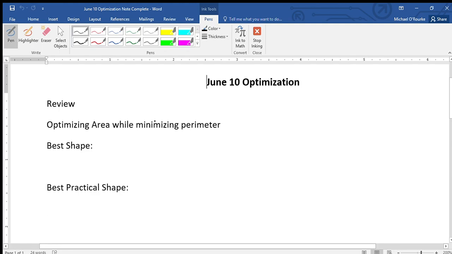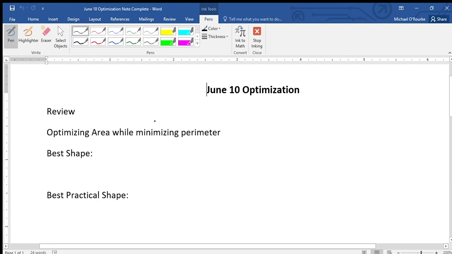So optimization is looking at optimizing the area, so biggest area with smallest perimeter. The best shape for this, and we're talking 2D right now, the best shape is a circle. Okay, that's the best shape.